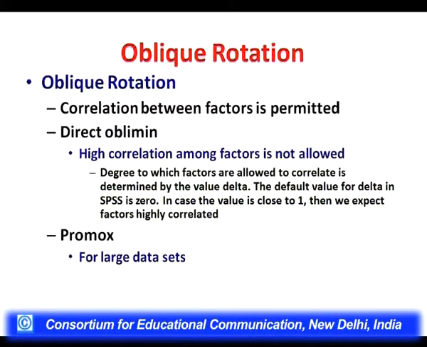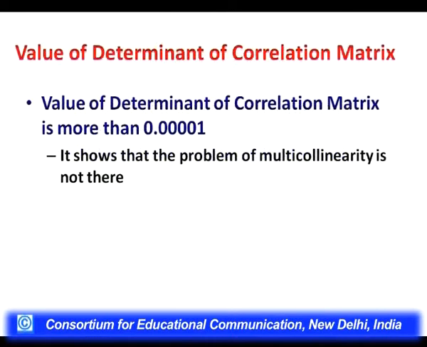Oblique rotation. In oblique rotation, correlation between factors is permitted. Direct oblimin. High correlation among factors is not allowed. The degree to which factors are allowed to correlate is determined by the value delta. The default value for delta in SPSS is 0. In case the value is close to 1, then we expect factors to be highly correlated. Promax for large data sets.